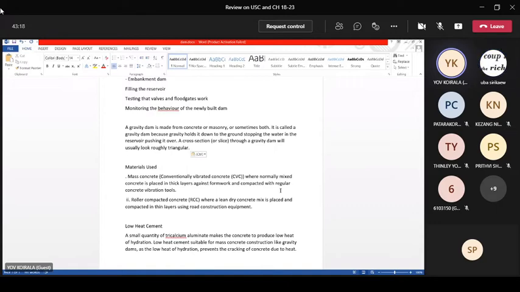Other types of materials used are mass concrete, which is a normally mixed concrete, placed in thick layers against formwork and compacted with regular concrete vibration tools. The other type of concrete used is roller compacted concrete, RCC, where a lean dry concrete mix is placed and compacted in thin layers using road construction equipment. This is all. Thank you.